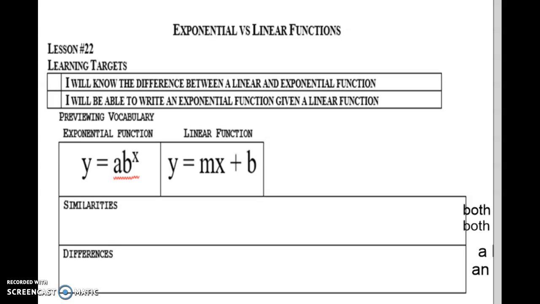So by the end of class, you'll be able to know the difference between a linear and an exponential model, and you'll be able to write an exponential function given 2 points. Okay, so just from 2 points, you'll be able to write both.